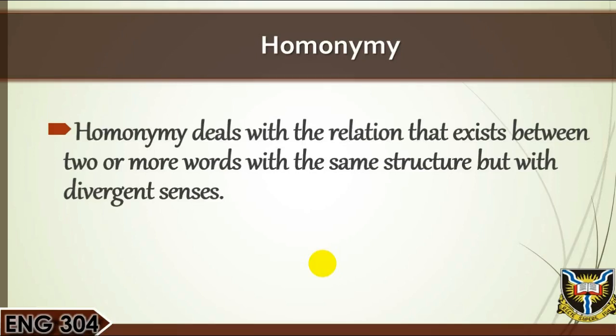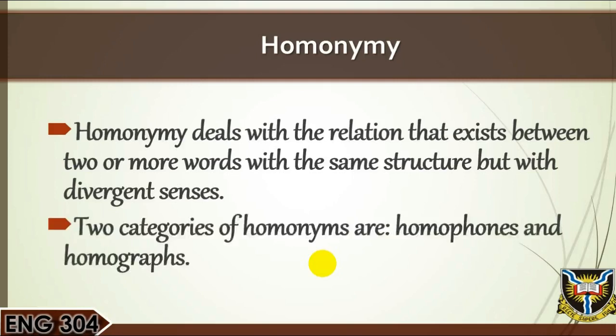Homographs occur when words are structurally the same, i.e. in terms of spelling, but are different in meaning. Look at the following examples. Sole or soul, bank or bank, board or board.